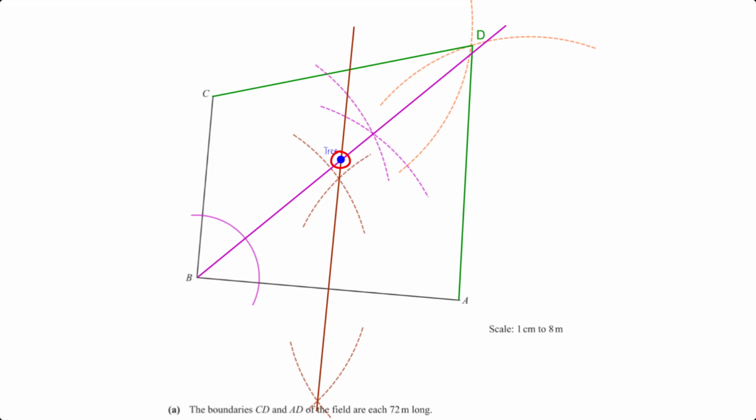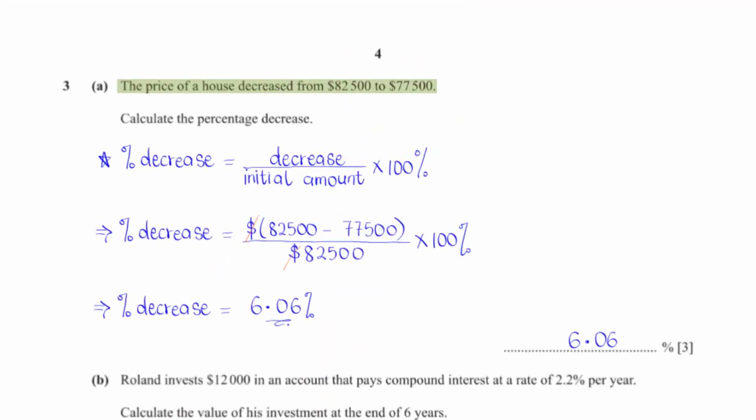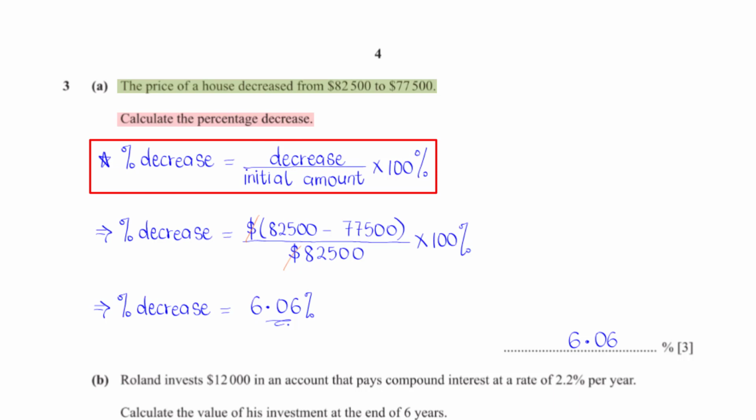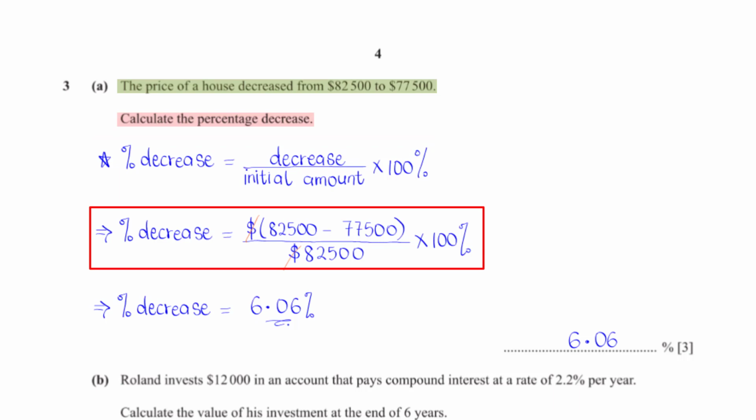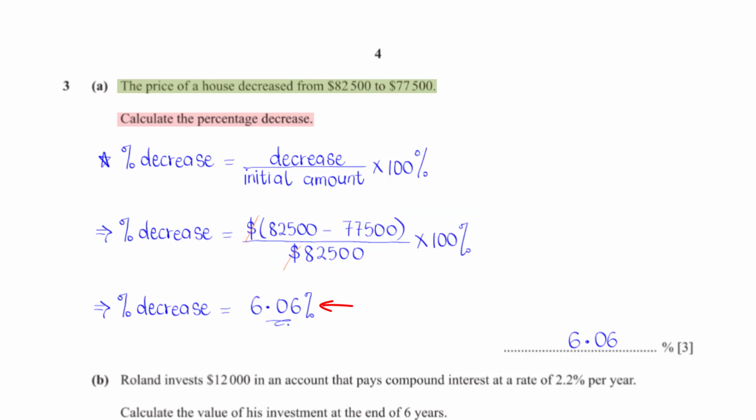The price of a house decreased from $82,500 to $77,500. Calculate the percentage decrease. Here is the formula for finding a percentage decrease. In this case, the decrease is $82,500 minus $77,500, and the initial amount is $82,500. When we type this into the calculator, we get 6.06%.